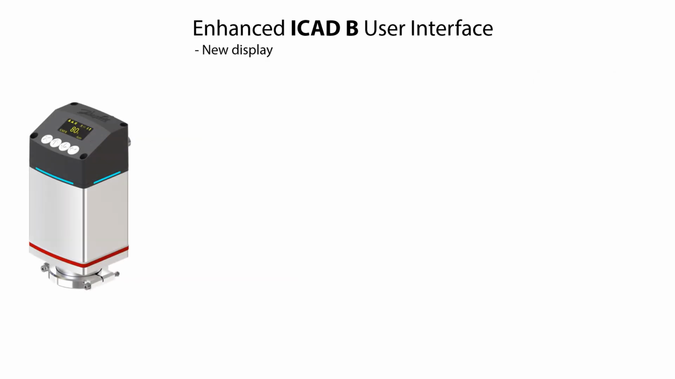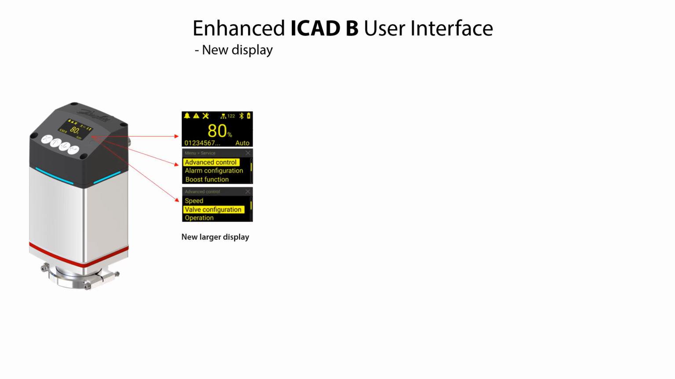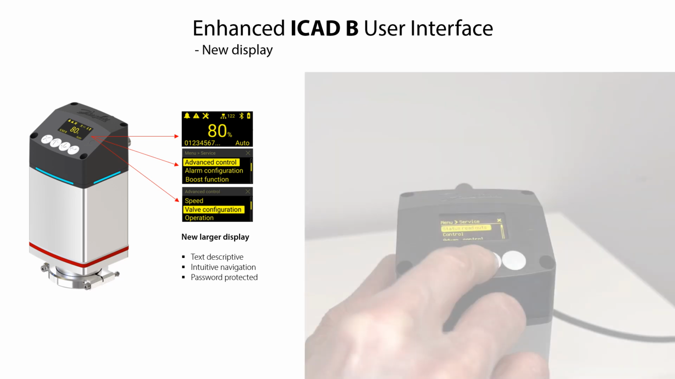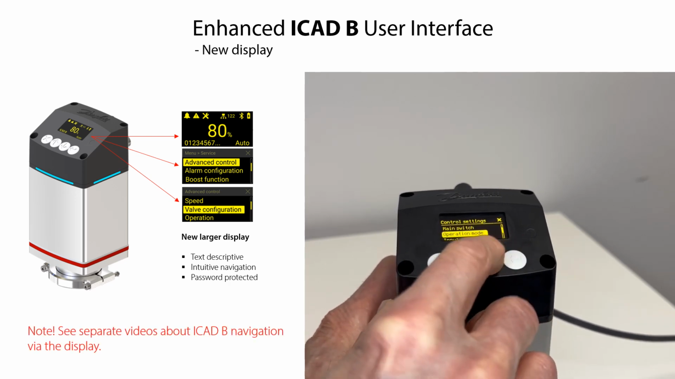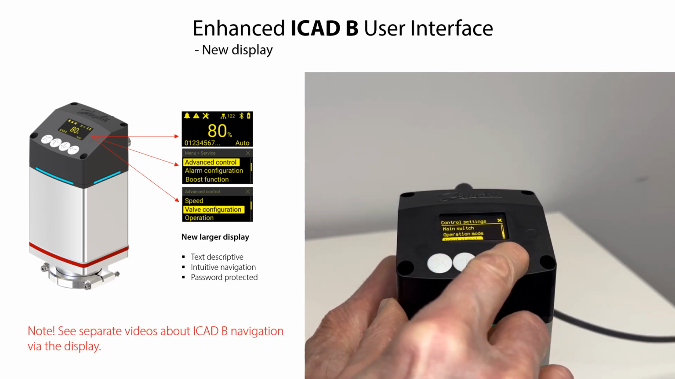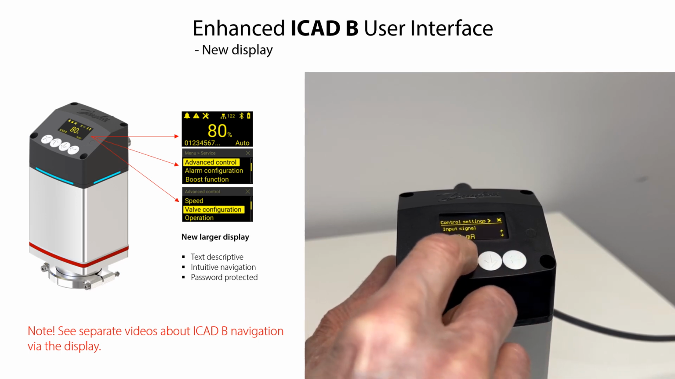Here you see the ICAD B actuator version with the built-in display. This is a new larger display which is text descriptive. It has an intuitive navigation and it is password protected to ensure safe operation of the ICAD B and the valve. Here you see a sequence of uses of the ICAD B display. Please see the separate videos about the ICAD B navigation via the display.